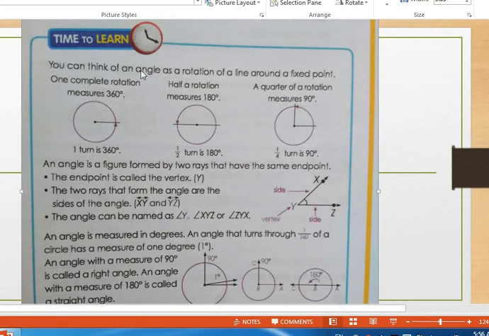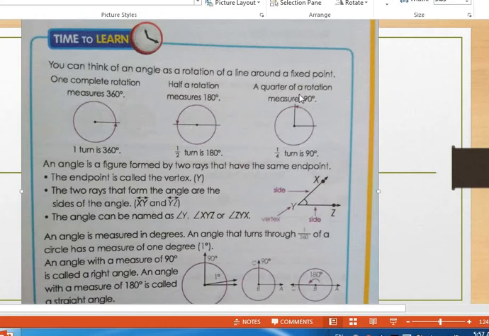You can think of an angle as a rotation of a line around a fixed point. One complete rotation measures 360. If you make a complete rotation to form a circle, it's 360 degrees, one complete turn. And half a rotation measures 180. If you measure half of the rotation, not a complete one, just half, it gives you 180.